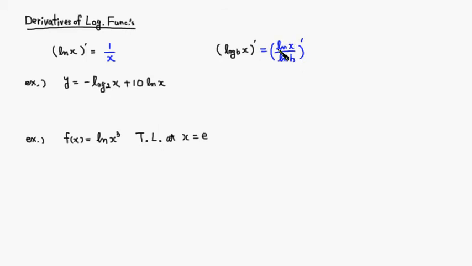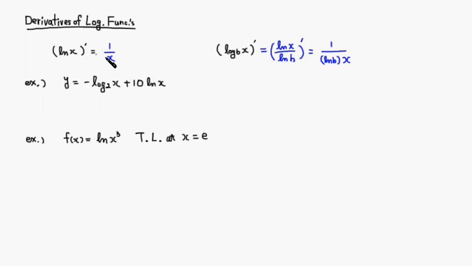Then you just have to take the derivative of natural log of x, which we just learned is 1 over x. So what you get is 1 over, right? Natural log of b is just a constant, so I'll just put that on the bottom, then times x, right? All right, let's look at an example.